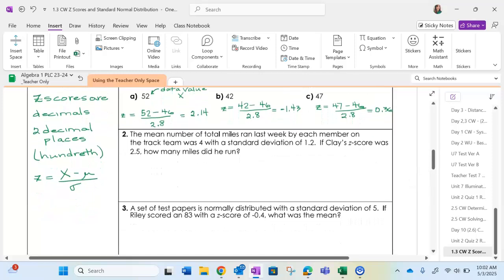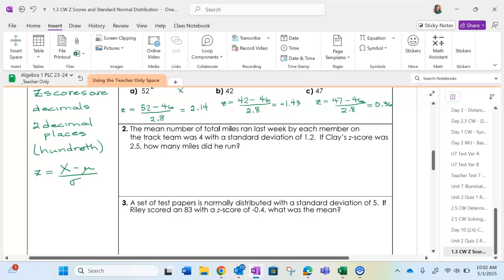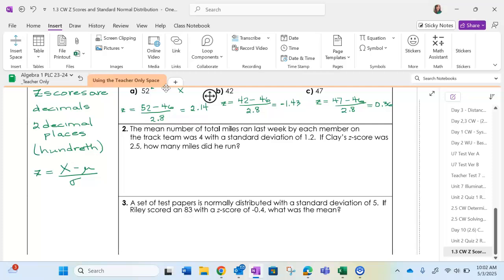All right, let's look at number 2. Now we're finally getting into a real-world problem here. Not that these were not, okay, these were too, but maybe we have to find other parts of this formula. So the mean of total miles ran last week by each member on the track team was 4. So I'm going to come over here and I'm going to write the mean is 4. Okay. Standard deviation is 1.2. If Clay's z-score, oh, they give us the z-score this time, is 2.5. Okay.